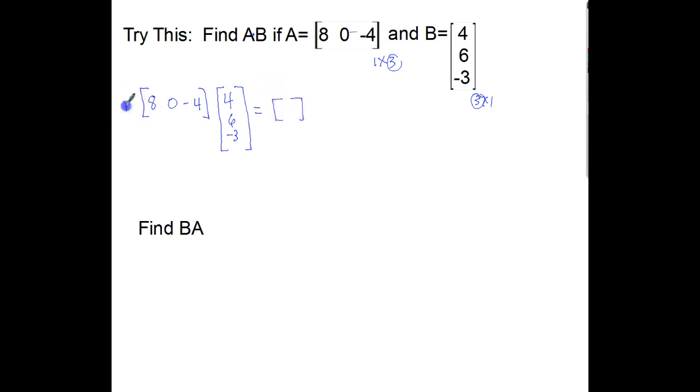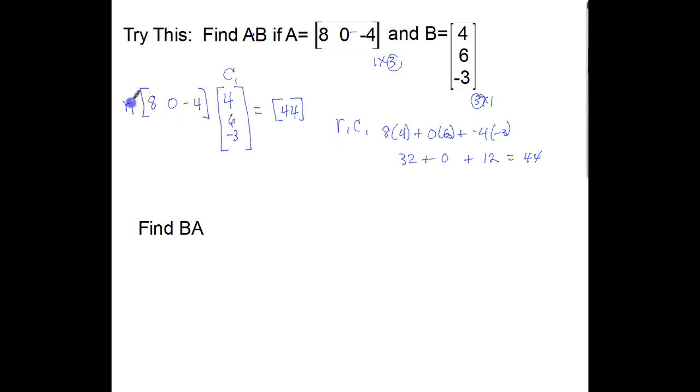Now this is row 1 times column 1. We only have one row, we have only one column. How do I multiply R1 times C1? First in the row times first in the column, or 8 times 4. Add to that, second in the row times second in the column, 0 times 6, plus third in the row times third in the column, negative 4 times negative 3. Well, 8 times 4 is 32. 0 times 6 is 0, and negative 3 times negative 4 is 12, and all of that adds up to be 44, and the answer is just 44.